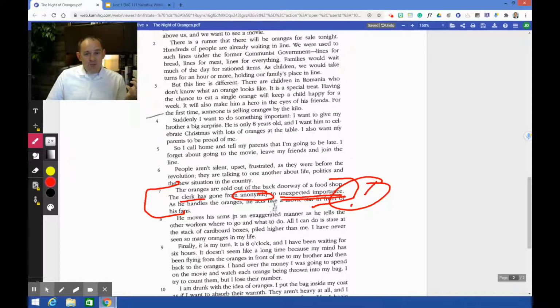And so he moves his arms in an exaggerated manner as he tells the other workers where to go and what to do. All I can do is stare at the stack of cardboard boxes piled higher than me. I have never seen so many oranges in my life. Again, we take for granted some of the joys that we have in life. I think that is just a fantastic description there.